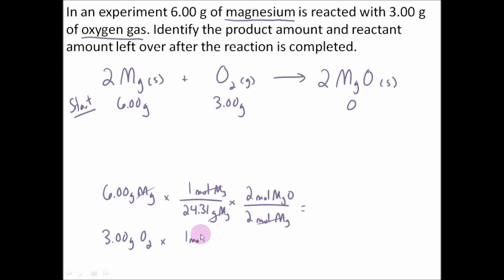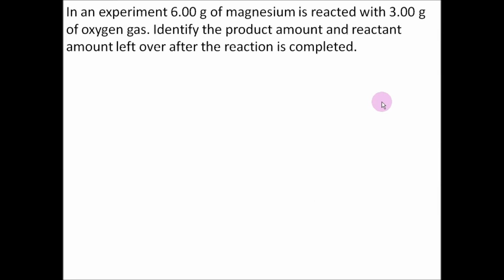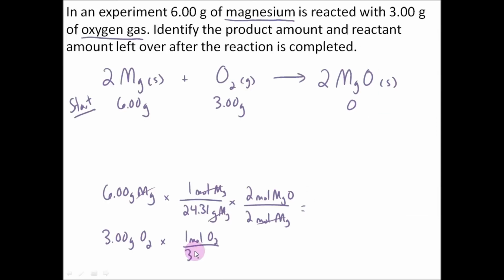We're going to do the same thing with our oxygen. 1 mole of O2. Oxygen weighs 16 basically, but O2 is going to be 32. Now our mole-to-mole ratio is 1 to 2. We're going to get 2 moles of product for every 1 mole of O2 reacted.